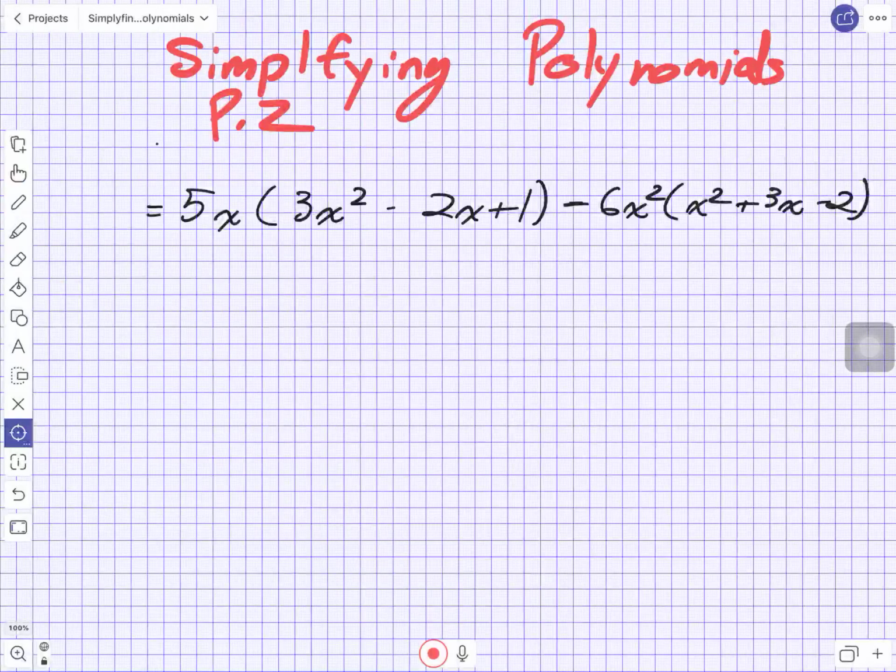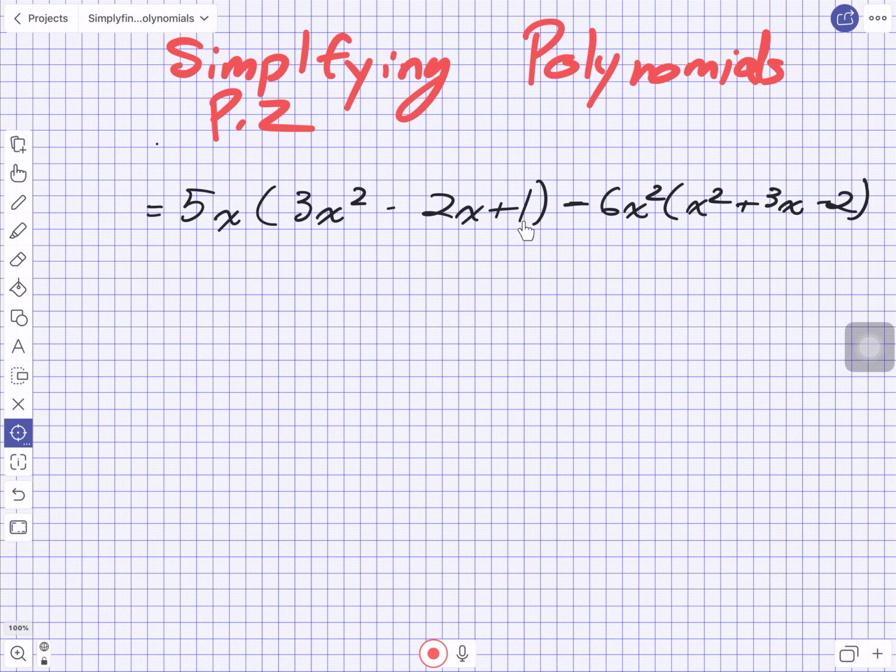Okay. Simplifying polynomials, except these polynomials are much larger. Now, if you recall from what we talked about last time, operations like positives and negatives separate terms. So if we take a look, there's actually a ton of terms right now.